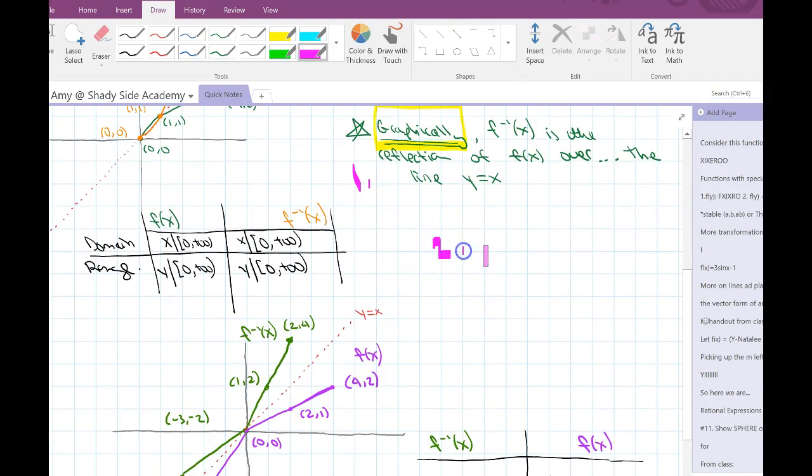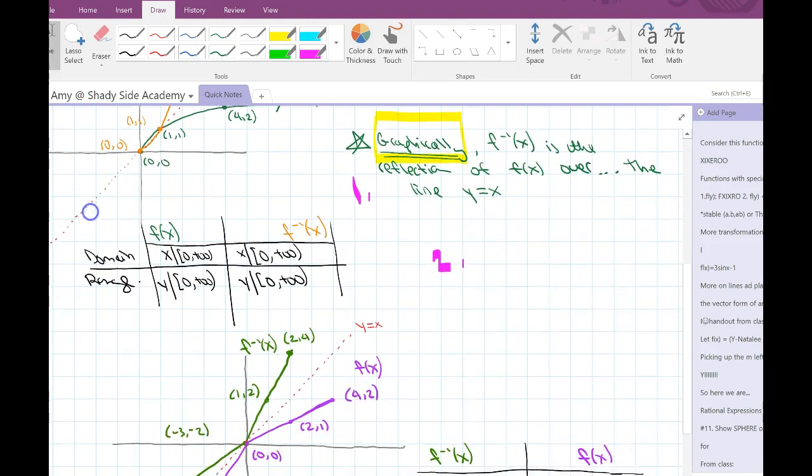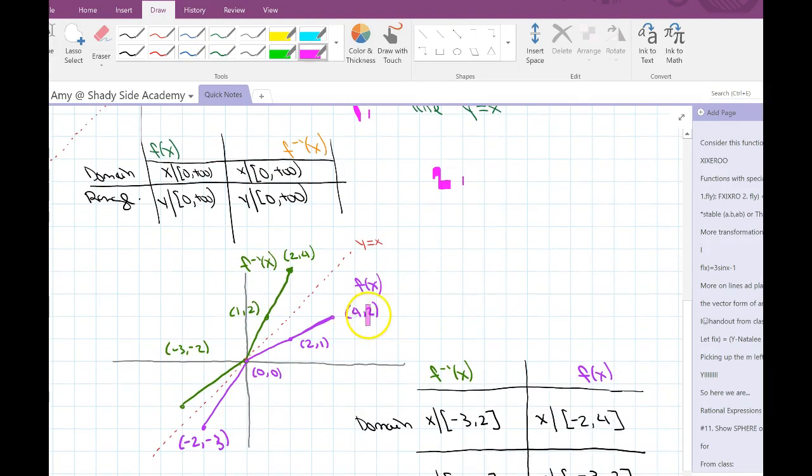The second point you notice is, notice something here, boys and girls. The point 4, 2 on f of x corresponds to 2, 4 on the inverse, right? And I know with 1, 1 corresponding to 1, 1 and 0, 0 corresponding to 0, 0, you don't see explicitly how x, y becomes y, x. But look at this example over here. 4, 2 corresponds to 2, 4. 2, 1 corresponds to 1, 2. Negative 2, negative 3 corresponds to negative 3, negative 2.